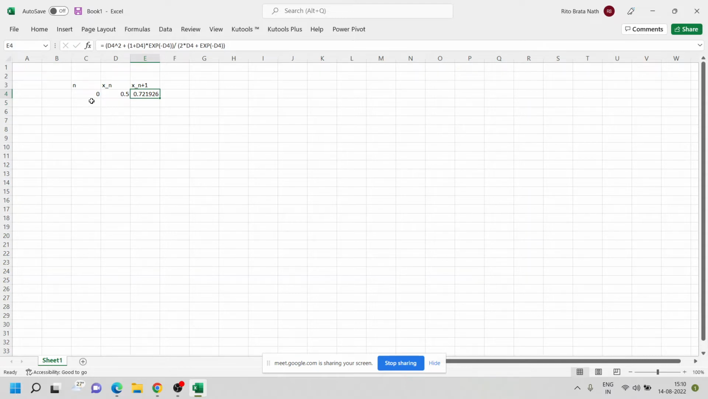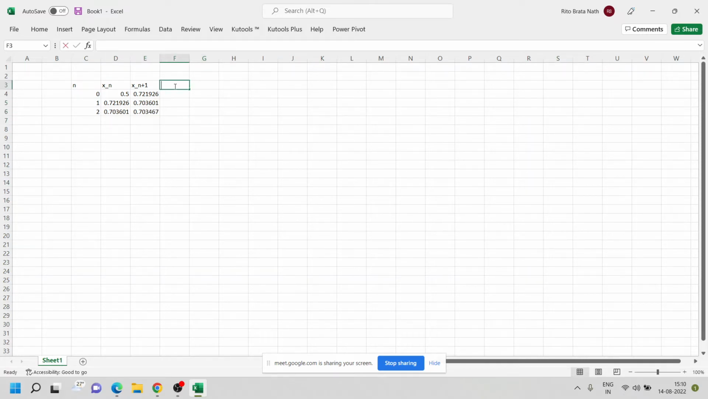Now your x1 becomes this, and you copy and paste values here. That's causing some complication, so let me write it down: 0.721926. Then you just drag this formula here and we get the value for the next step. Then your n equals 2, write it 0.703601. You drag it here and you get the value for the next step.